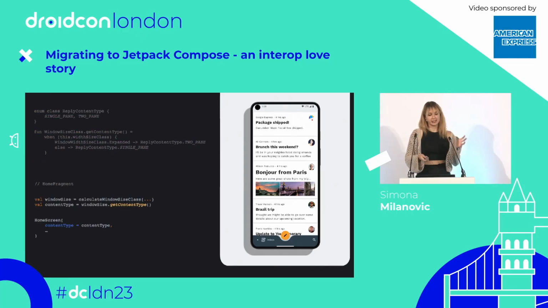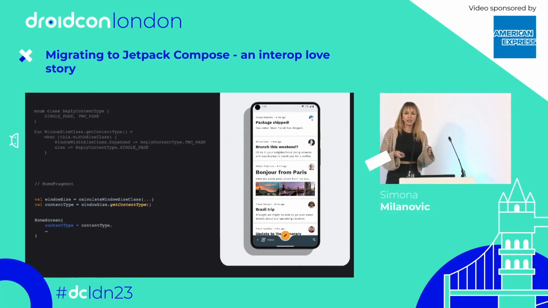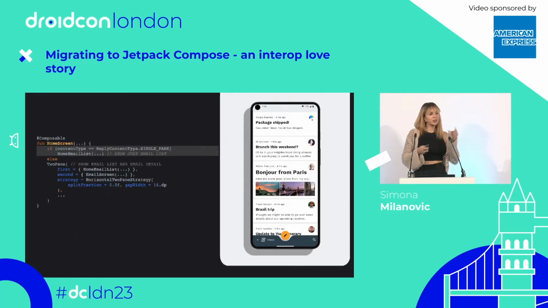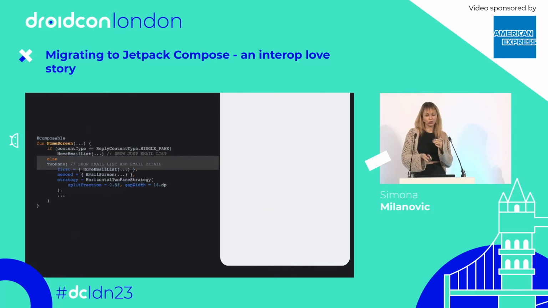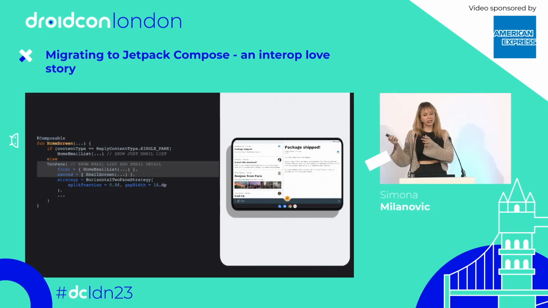Then, once we have this state, we pass it to the host of this list detail layout, which is, in our case, the home fragment and its corresponding home screen UI. Within the home screen host, we then make a decision based on this content type. Show only the email list in home in compact single pane mode, or otherwise, show the email list and detail in the list detail canonical layout.